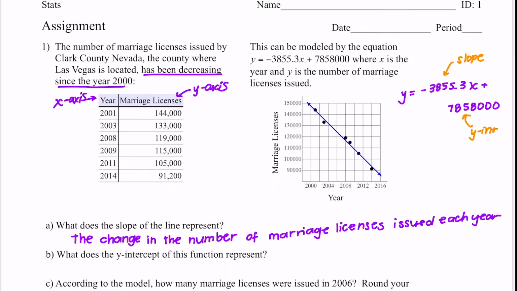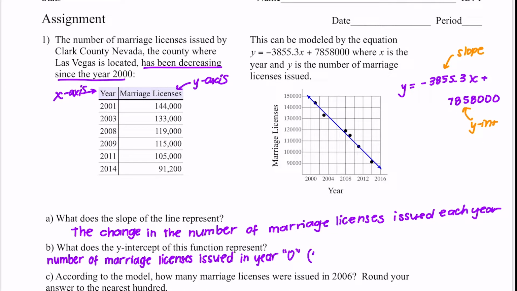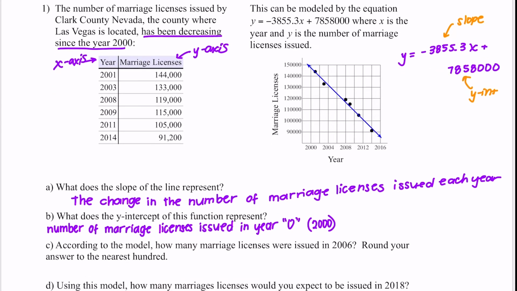So our next question is, what does the y-intercept of this function represent? The y-intercept is the beginning of our data. Our data starts in 2000, and the y-intercept is given to us in the equation. So in the year 2000, the number of marriage licenses issued is going to be 7,858,000. You can also look at it as year 0, but I'm going to look at it as year 2000. That number is the y-intercept value that we can find from our equation.